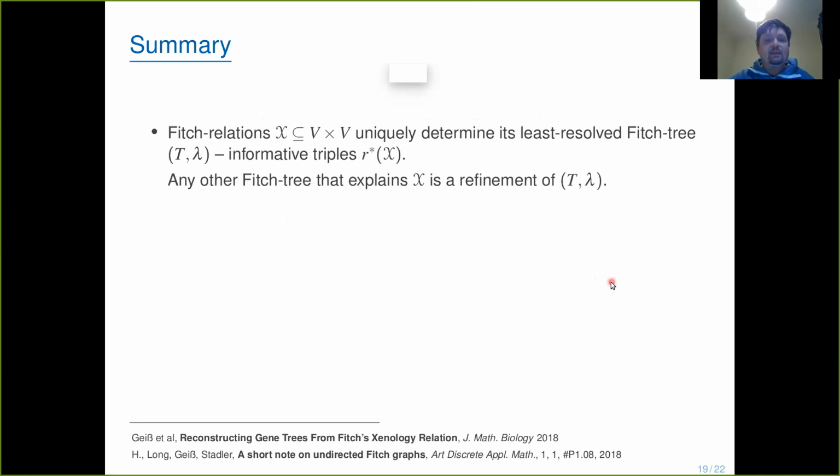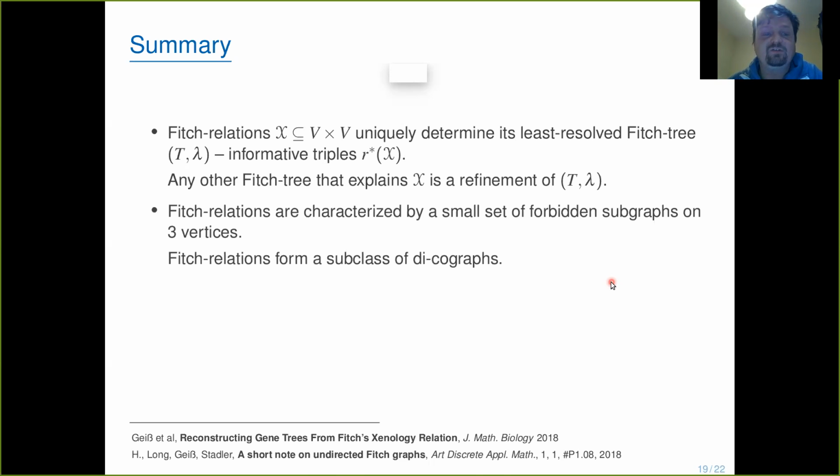Okay, so let's summarize here. So what are the messages? It is first the Fitch relations, the directed version. They have a uniquely determined least resolved Fitch tree. This was based on the informative triples. Any Fitch tree that explains a relation must be a refinement of the least resolved tree.